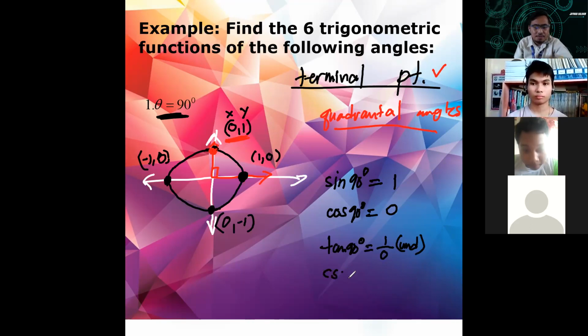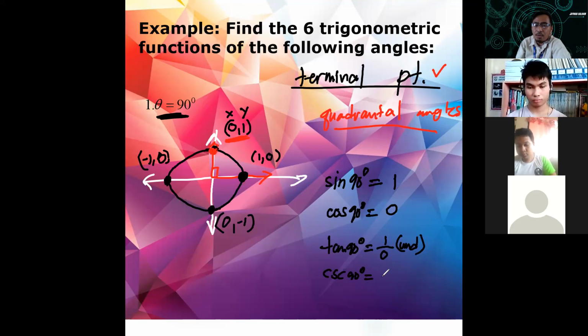Cosecant of 90 degrees is just the reciprocal of your sine. The reciprocal of 1 is still 1. 1 over 1 is still equal to 1. The secant of 90 degrees is just the reciprocal of your cosine.